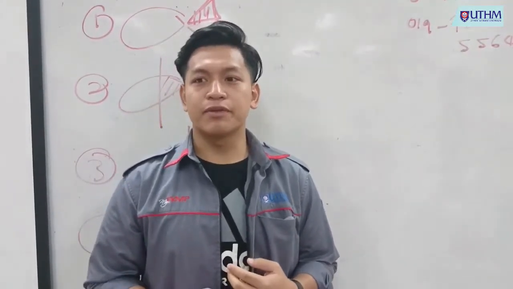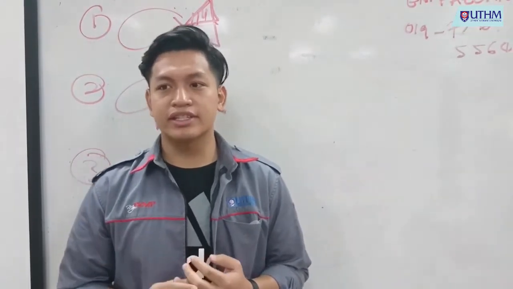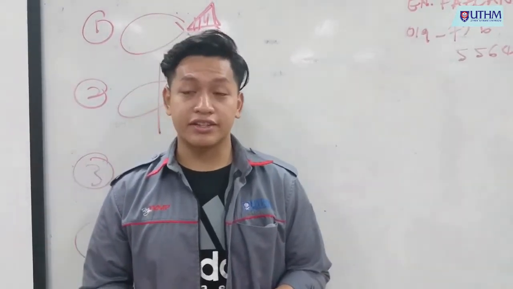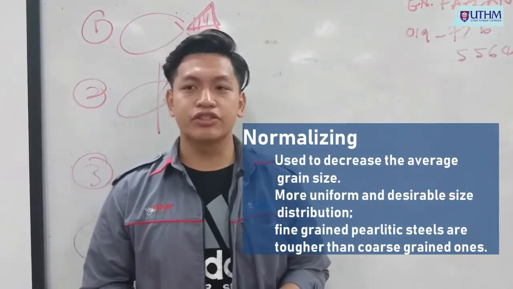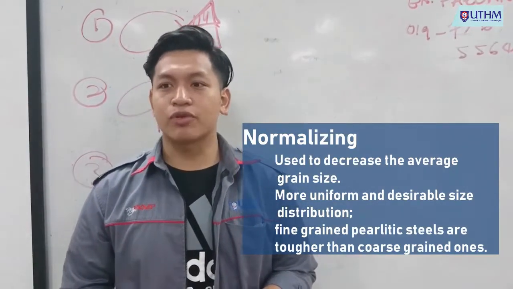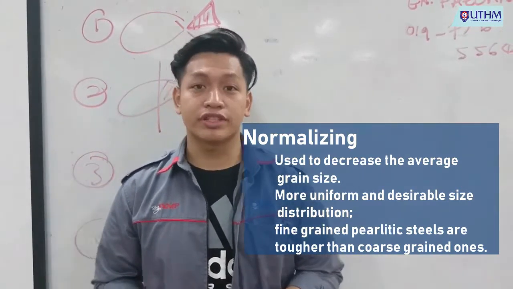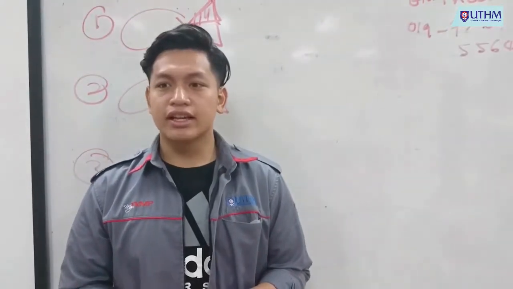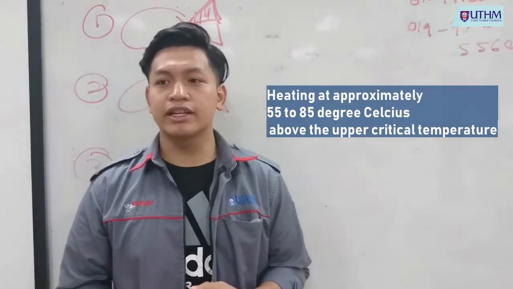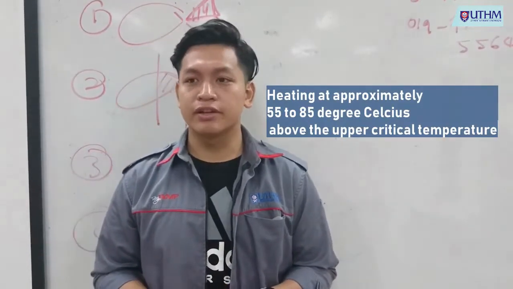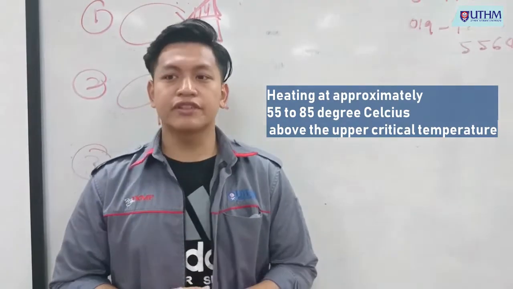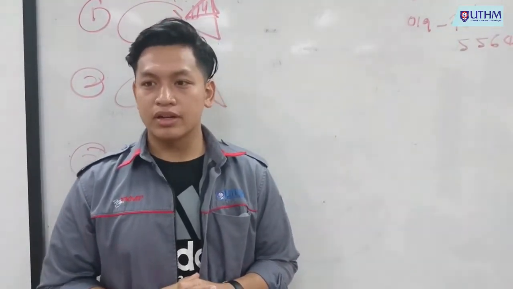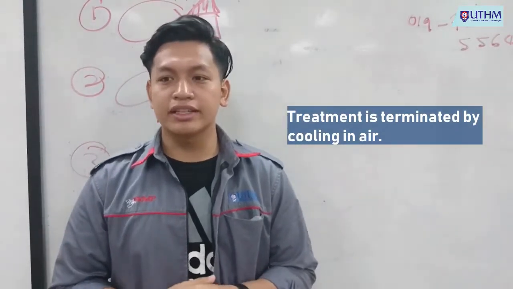Normalizing: steels that have been plastically deformed, such as by rolling, consist of grains of pearlite which are irregularly shaped and relatively large, varying in size. An annealing heat treatment called normalizing is used to decrease the average grain size and produce a more uniform and desirable size distribution. Fine grain pearlitic steels are tougher than coarse grain ones. Normalizing is accomplished by heating at approximately 55 to 85 degrees Celsius above the upper critical temperature. After sufficient time has been allowed for the alloy to completely transform to austenite, a procedure termed austenitizing, the treatment is terminated by cooling in air.